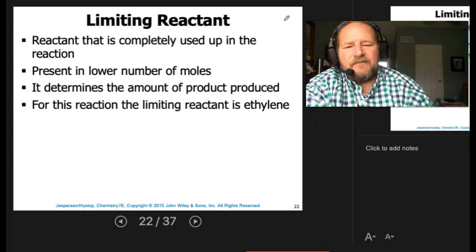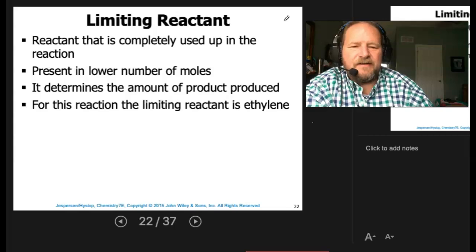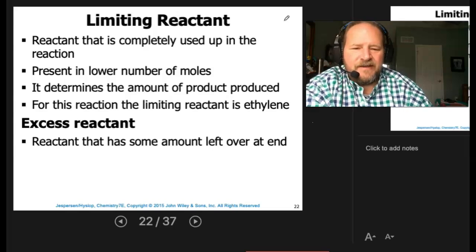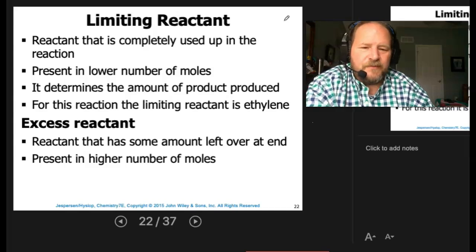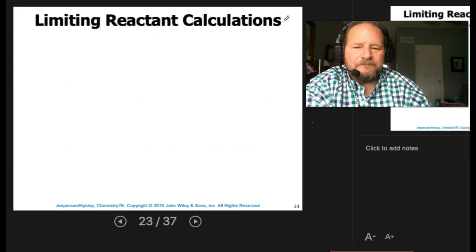And of course, in that following reaction, the ethylene was the reactant that was the limiting reactant, right? Because we had excess water. That means water would be the excess reactant. The reactant that has the amount left over at the end, that's going to be your excess. That means you have more moles than what you needed for the reaction. And again, in that example, that was the water.